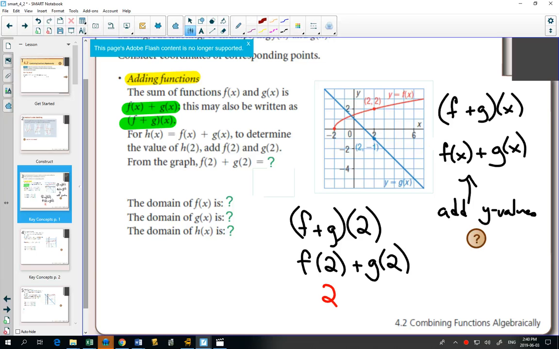It's 2. What's the y value when x is 2 on the g function? That's the blue graph. It's -1. If I added those together, I would get 1. So adding this function to this function means I should have the point 2, 1.